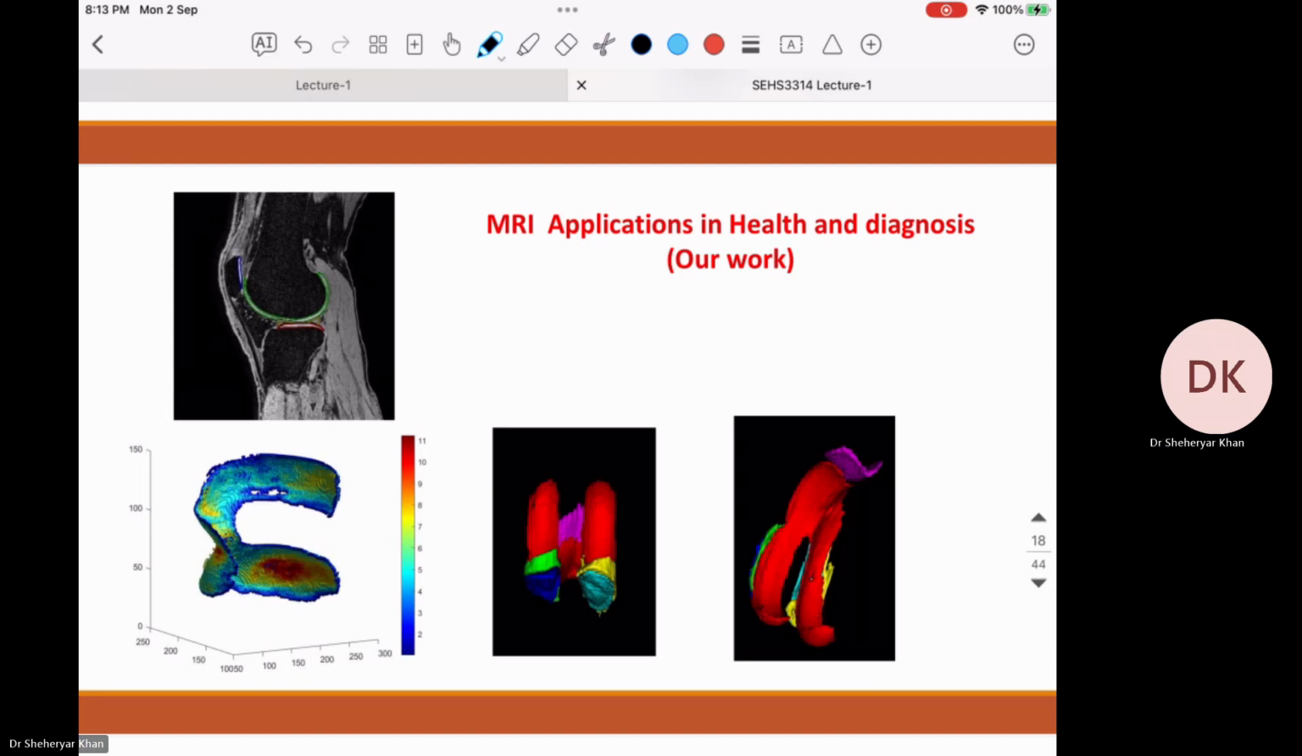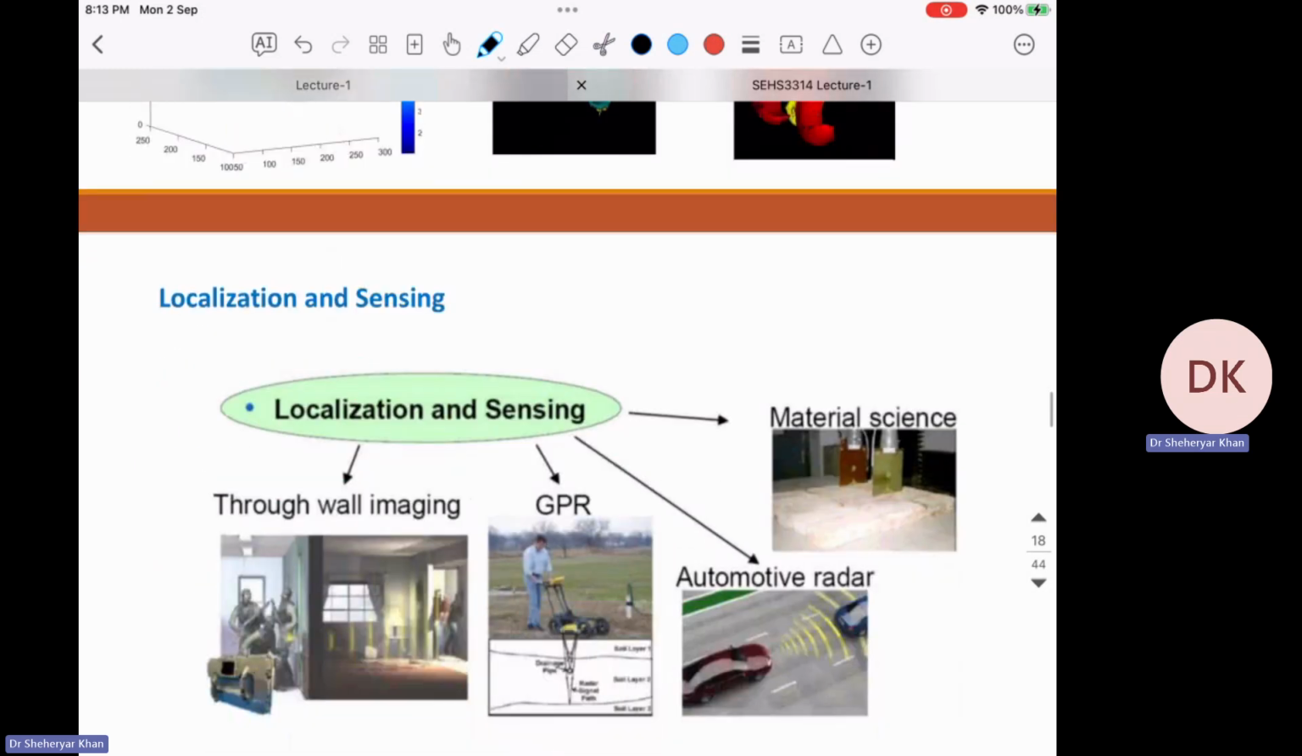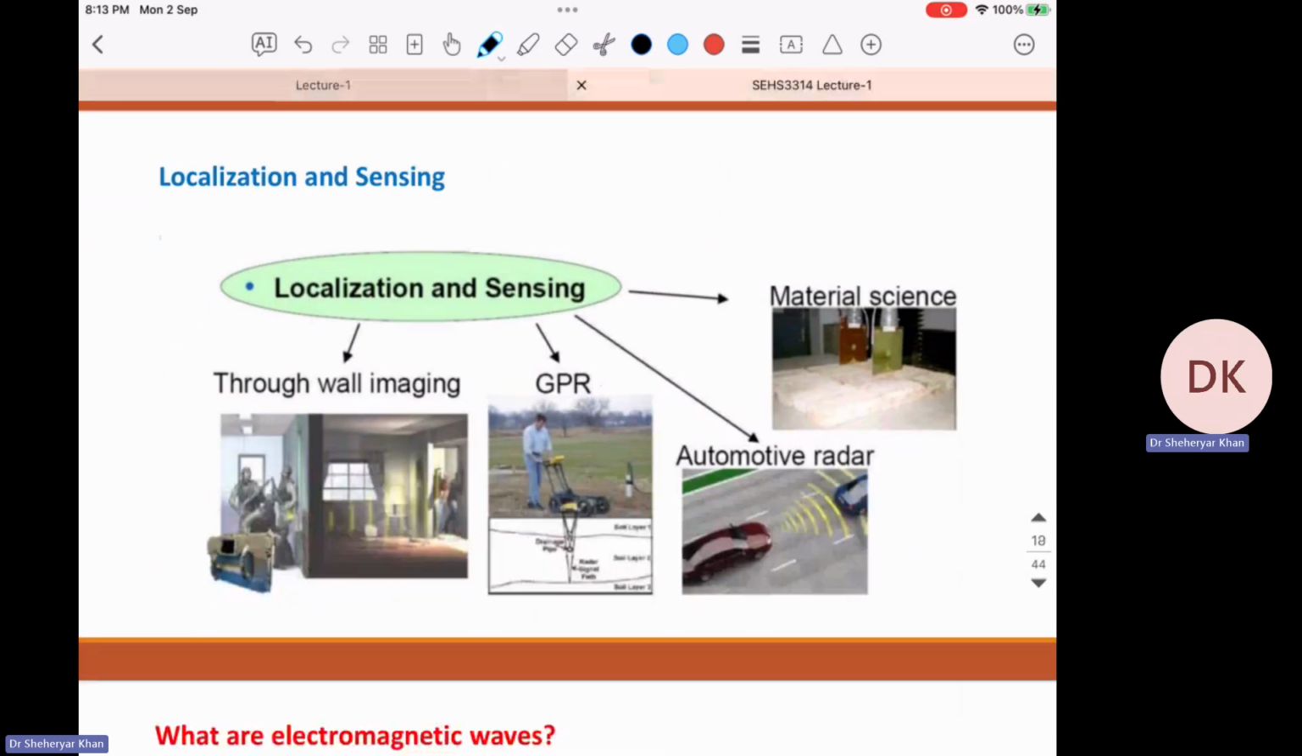We have plenty of other applications in the field, like ground penetrating radars, right, to sense objects. We have imaging through the wall using electromagnetic patterns. We have radar based systems to detect vehicle collisions or nearby appearances, and we have several other material science applications, right? So you see, these are the high power insulators, right?